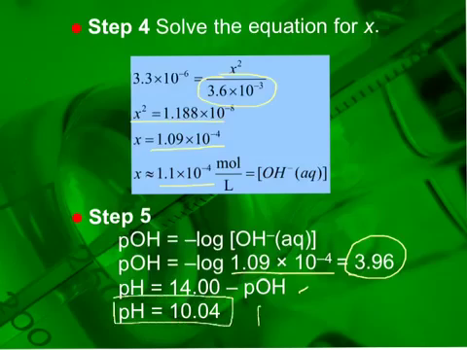Notice that the pH is above 7, which means it's a basic solution, which is good because we know quinine to be a weak base.